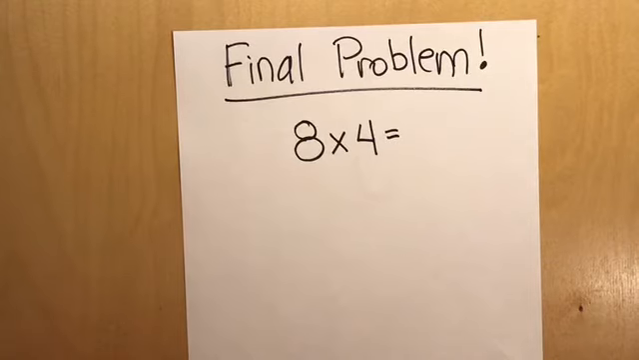Flip those papers over. It's time for the final problem. Your final problem today is 8 times 4 equals. Please draw a tape diagram, label your tape diagram, and you get to invent your own story. What does the 8 mean? What does the 4 mean? So you have 8 groups of 4. What are the groups? Why are there 4 in each group?